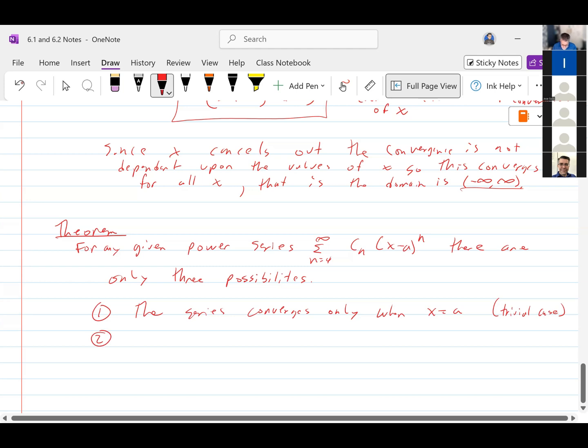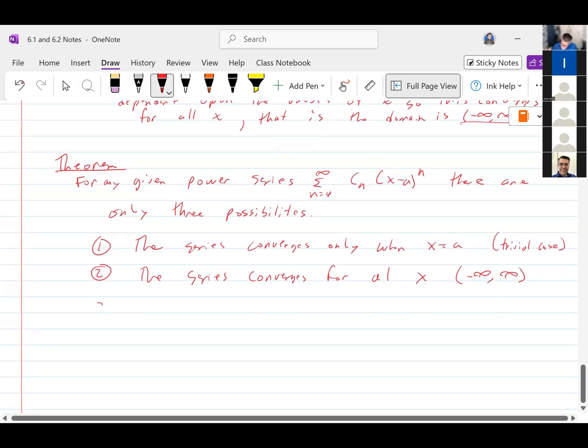Number two, the series is not dependent upon x. The series converges for all x, negative infinity to infinity. And we saw that in example 3.